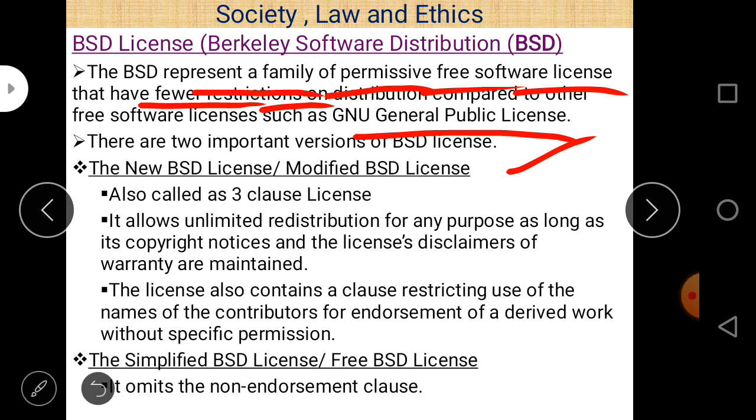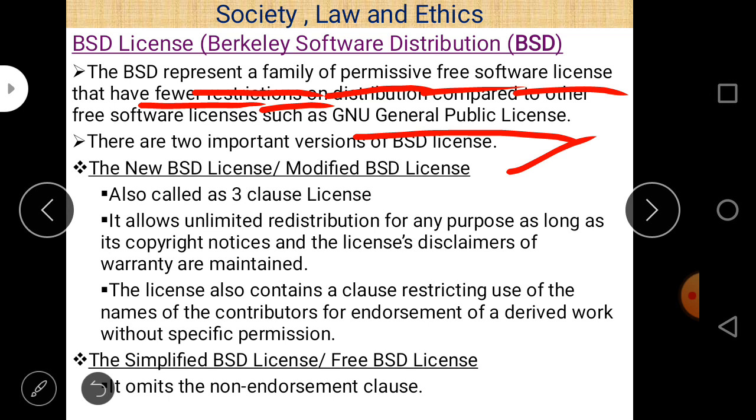The second one is the simplified BSD license, also called the FreeBSD license. Basically, it omits the non-endorsement clauses. So the basic difference between the new BSD license, or modified BSD license, and the FreeBSD license is that FreeBSD license omits the non-endorsement clauses, and the new BSD license or modified BSD license contains endorsement clauses. So this is all about BSD license.